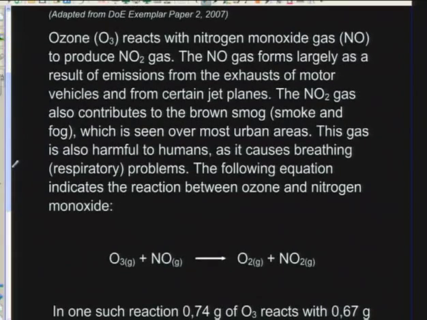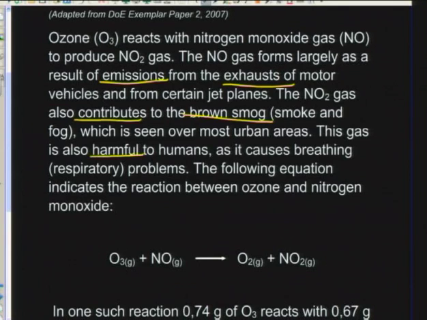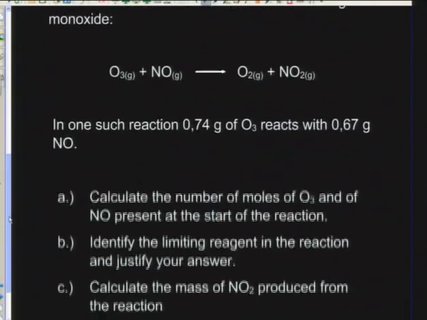Ozone reacts with the nitrogen monoxide gas to produce nitrogen dioxide gas. The NO gas forms largely as a result of emissions from the exhausts of motor car vehicles and from certain jet planes. The NO2 gas also contributes to that brown smog, the smoke and fog, which is seen over most urban areas. This gas is harmful to humans, so we're talking air pollution, very important. This gas is harmful to humans as it causes breathing difficulties, respiratory problems. The following equation indicates the reaction between ozone and nitrogen monoxide. So we get this equation.